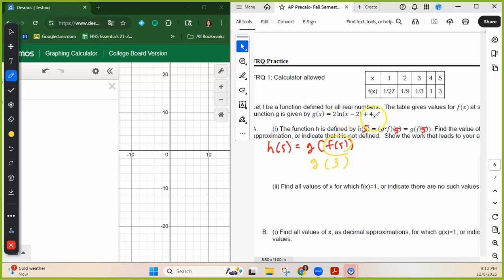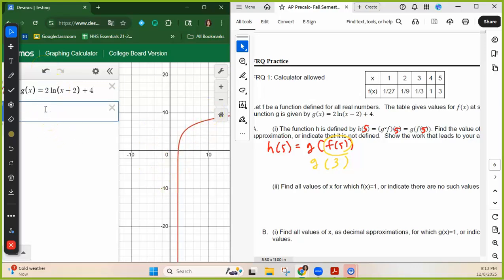Two ways you can do it. You can actually take that 3 and then plug it into x over here to evaluate it. However, since I have a calculator, I'm just going to use my calculator. Don't sweat it, right? So let's go. On line number 1, I'm going to type my function g. g of x is equal to 2 natural log of x minus 2 plus 4. And as you can see, there is your logarithmic graph.